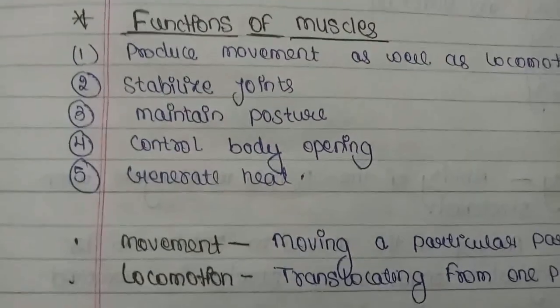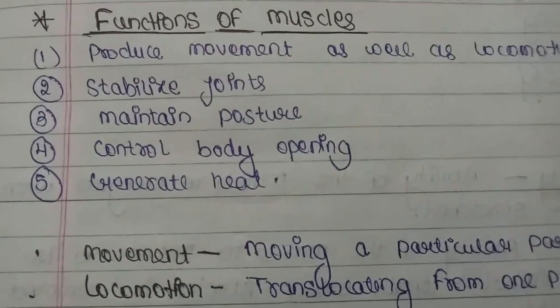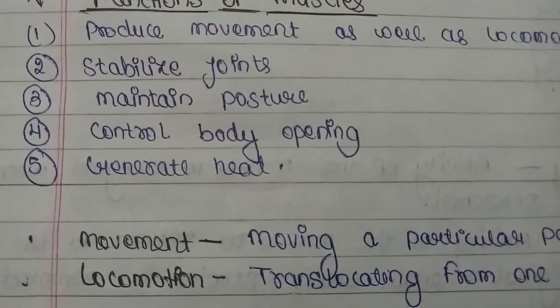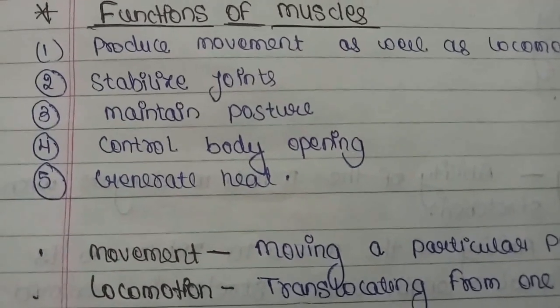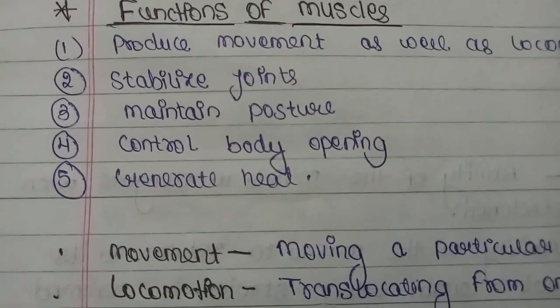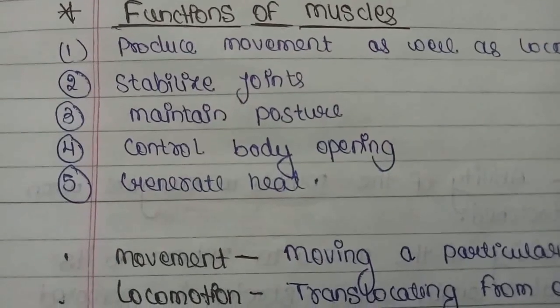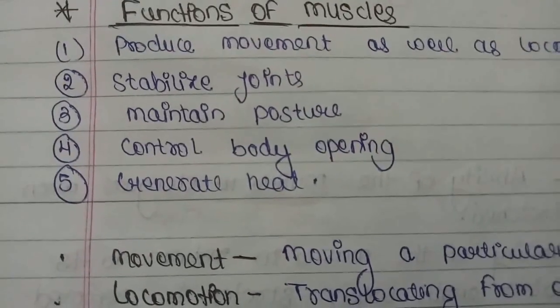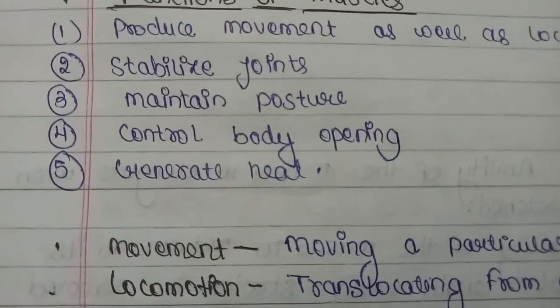Now we will see and deal with the second point, that is stabilization of joints. So how do the muscles actually stabilize joints? Joint stability is maintained by the tendons of many muscles which extend over the joint and in this way contribute to joint stability.